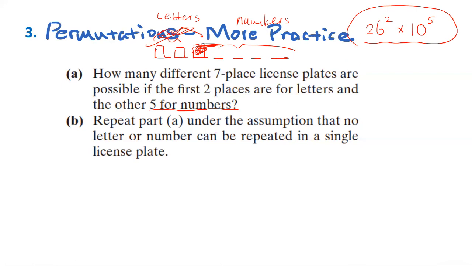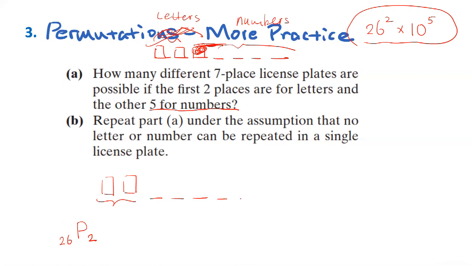Okay, B: repeat part A under the assumption that no letter or number can be repeated in a single license plate. Here we have a constraint. For these 2 letters, we cannot have repeated letters, right? So for the first step, how many ways can we finish this task? We choose two elements out of the 26 different elements. This is the total number of ways we can arrange the letters.